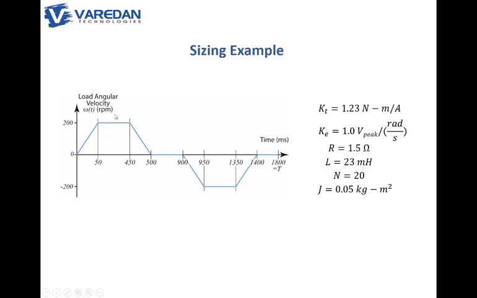The angular velocity profile we're using is a trapezoidal motion. This is what we ask for as input to our spreadsheet. The nice thing about a trapezoidal profile is we can specify it with these 9 corner points. So we input into the spreadsheet 0 seconds and 0 RPM, 50 milliseconds and 200 RPM, 450 milliseconds and 200 RPM, and so forth, all the way up to 1800 milliseconds and 0 RPM.